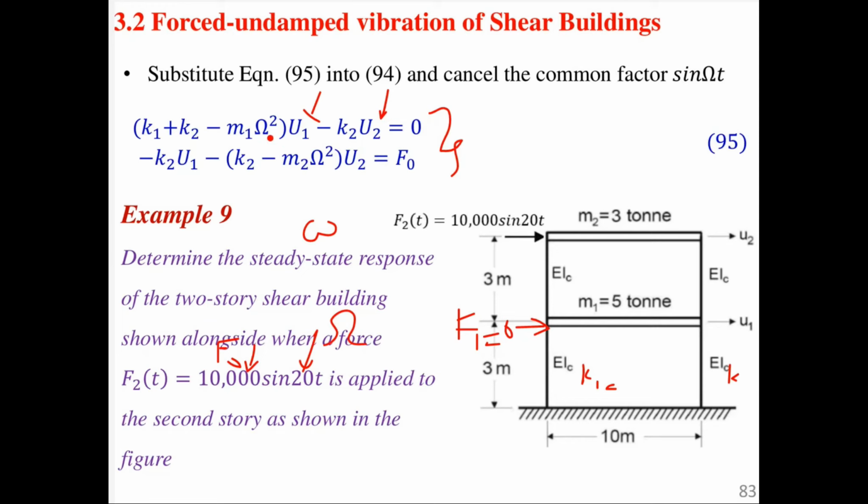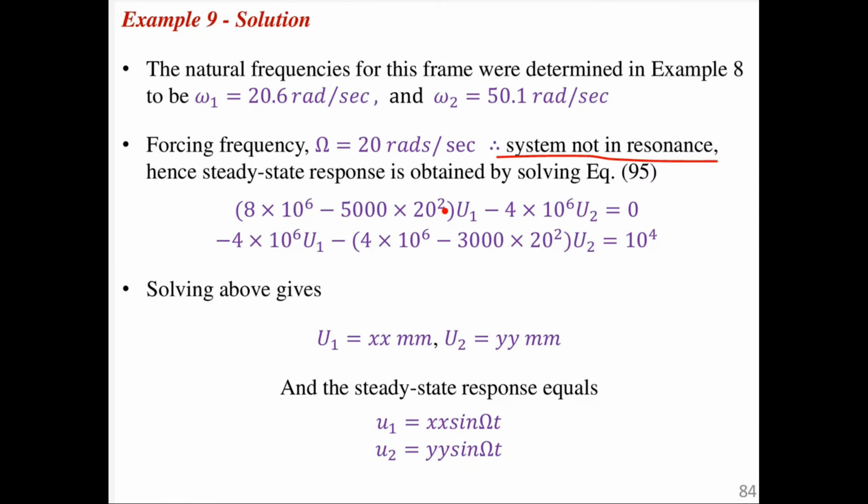I said I'll be saying ohm, so that you can differentiate from the small letter omega. Ohm squared, which is 20. So you just substitute that. And also for the second equation, you need to confirm this. You work out this equation. So I wanted to exercise your muscles a little bit, your brain muscle. So you work out this so that you'll be able to get just a set of algebraic equations. So you'll be able to get U1 as a certain value in millimeters and U2 as a certain value.